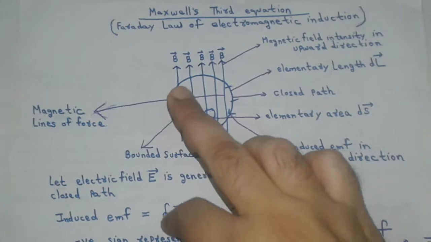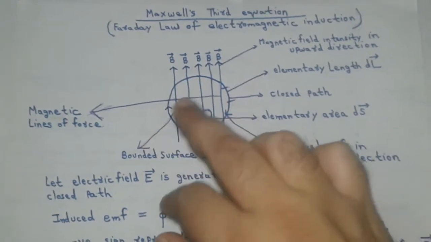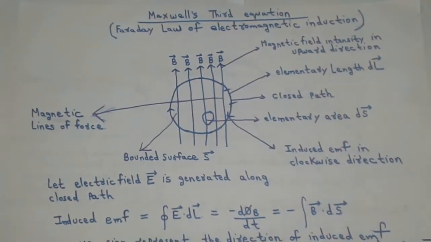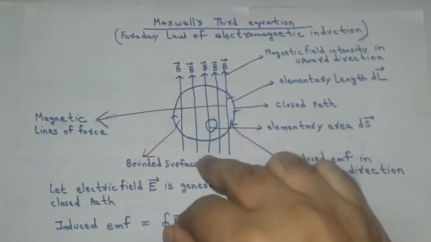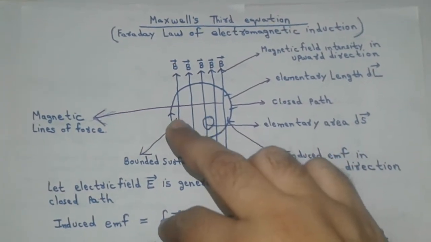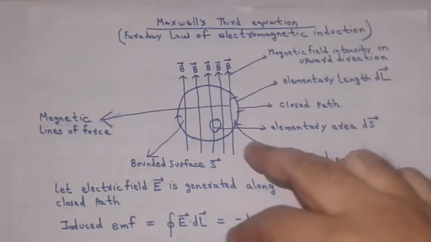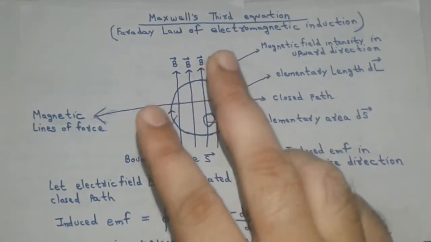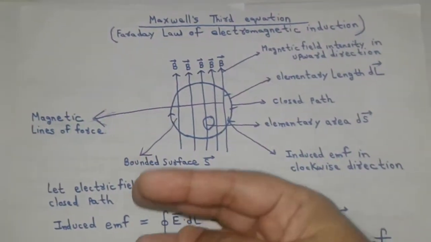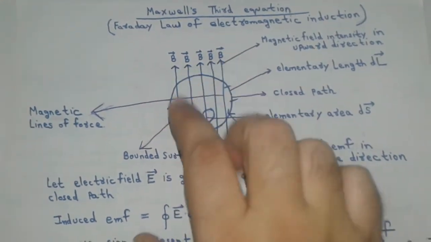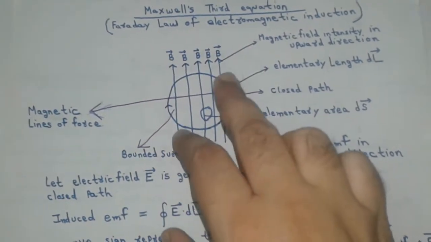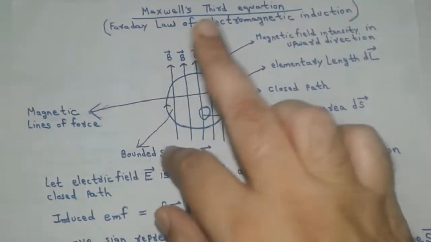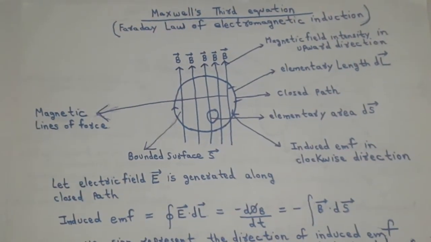As the magnetic flux linked with the bounded surface changes with time, an induced EMF is generated along the closed path enclosing the surface. The magnitude of this induced EMF is equal to the time rate of change of magnetic flux. The direction of this induced EMF is such that it opposes the cause by virtue of which it is produced. So hence, if the applied magnetic field is in the upward direction, then the magnetic field developed by the induced EMF will be in the downward direction, and according to the right hand palm rule, it will be in the clockwise direction in this case.